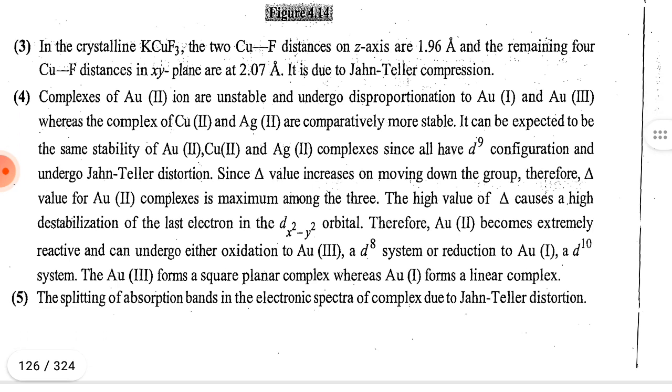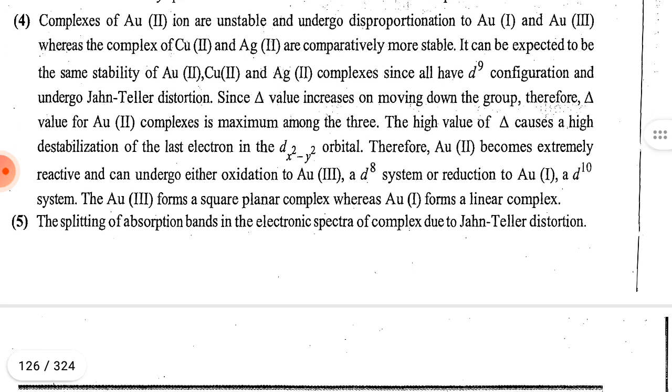Third, in crystalline potassium copper trifluoride, the two copper-fluoride distances on the z-axis are 1.96 Angstrom and the remaining four copper-fluoride distances in the xy plane are 2.07 Angstrom. It is due to Jahn-Teller compression.